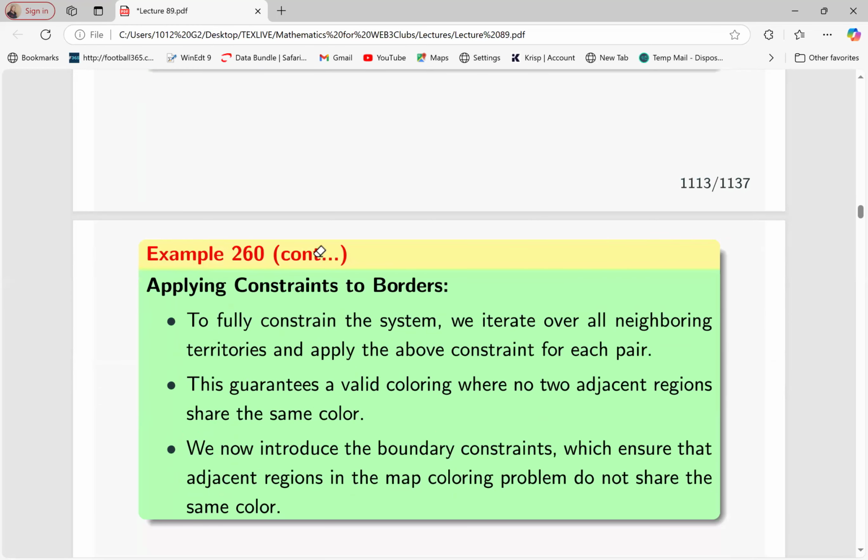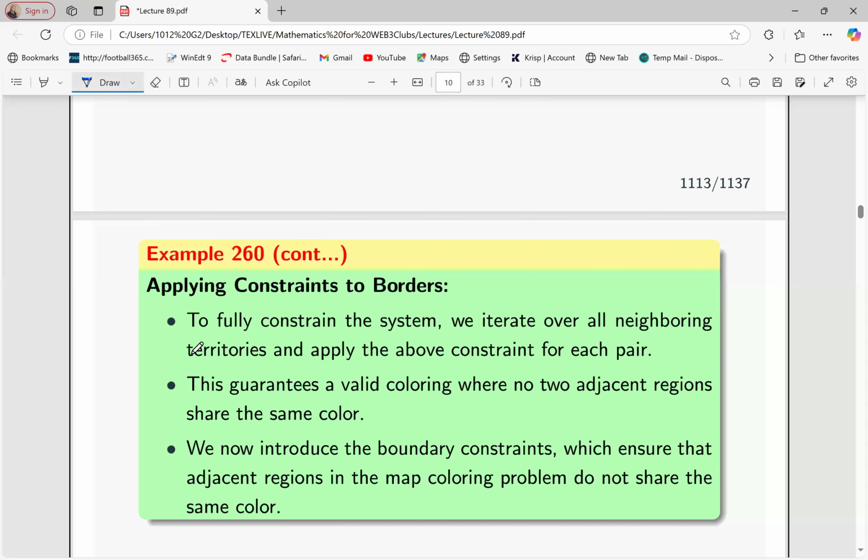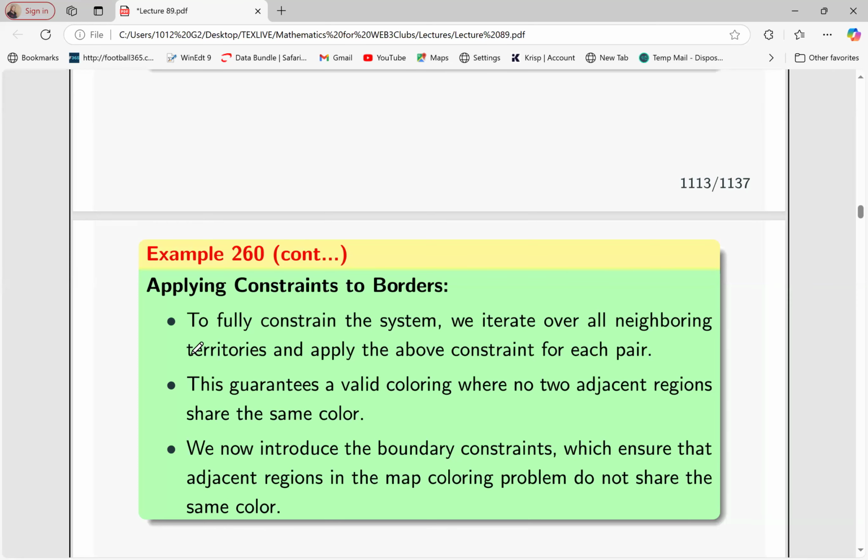Now, this is just a summary of what we've already said, telling us what we'll be doing. To fully constrain the system, to ensure that we have every region with a different color, so that two neighboring regions do not have the same color, we will iterate over all the neighboring territories and apply the above two equations that we just had. So we go through, iterate over all the neighboring regions and apply the two equations to see that we give every region a different color.